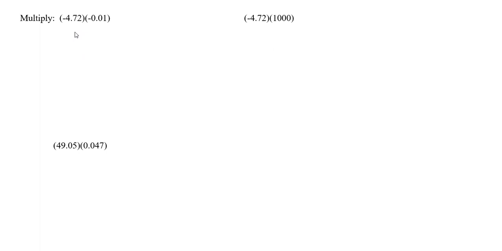So listen fast. I want to do this problem here. Negative 4.72 times 1,000, and this is a really cool trick when you're multiplying by multiples of 10. So negative 4.72 multiplied by 1,000, all we have to do to multiply by a multiple of 10 is you just count the number of zeros. If it starts with a 1 and then a bunch of zeros, you just count the number of zeros and move the decimal over that many spaces.